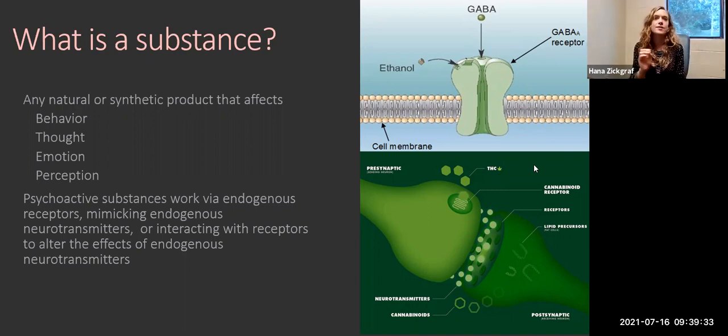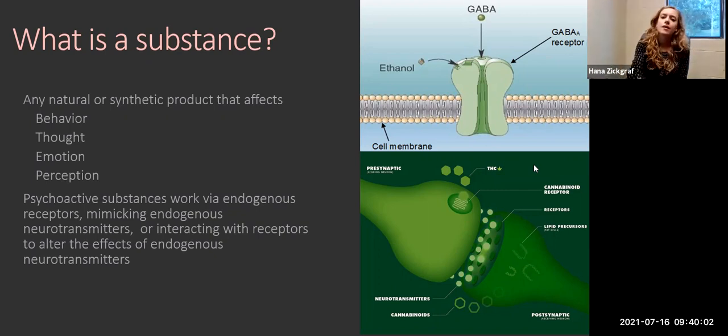So the substances that we take exogenously have a psychoactive effect because they are able to communicate with endogenous receptors on our neurons. And they do this because they mimic the shape of endogenous neurotransmitters, neurotransmitters that our own bodies produce. Or they have a shape that allows them to interact with receptors on our neurons in some other way to influence, by either magnifying or decreasing, the action of endogenous neurotransmitters.